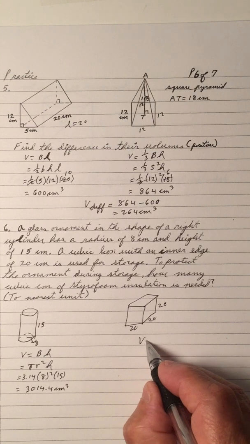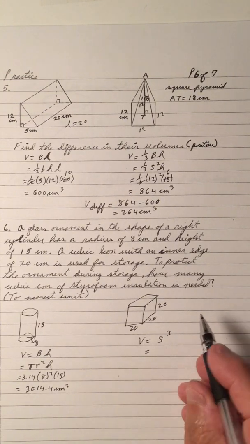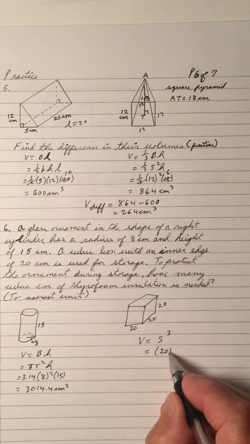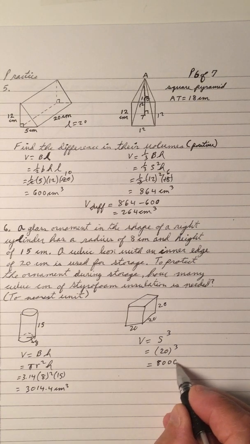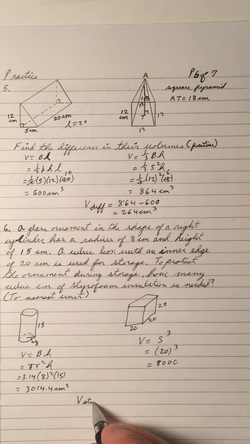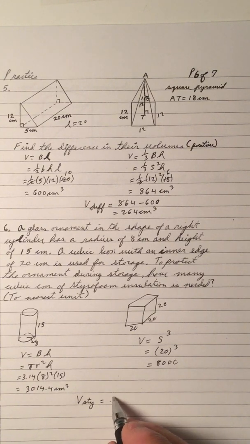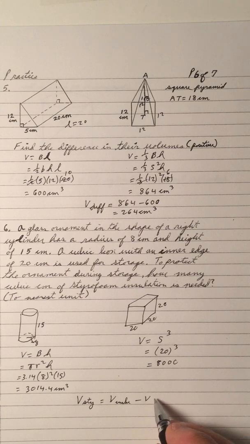The volume of a cube, all edges are the same, so it's S cubed. Length times width times height is the same. So it's 20 cubed. So 20 cubed, 20 times 20 times 20, is 8,000. So the volume of the styrofoam, let's call it STY, is the volume of the cube minus the volume of the ornament.